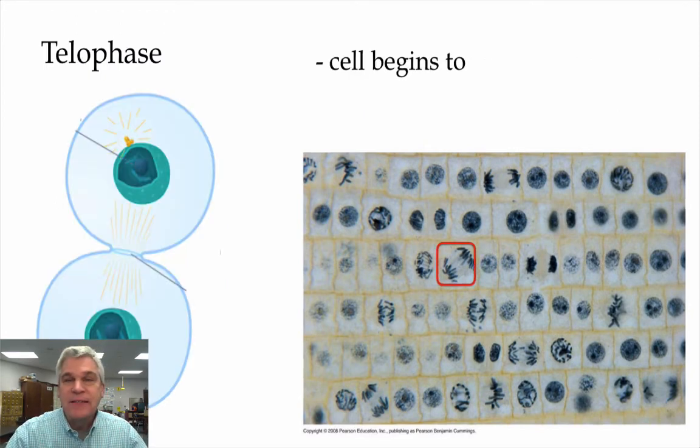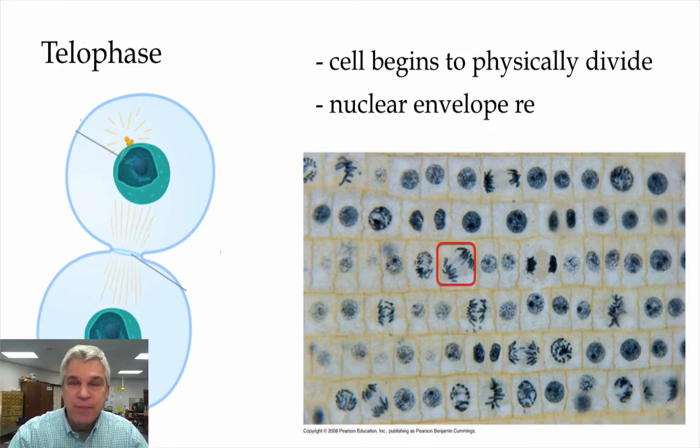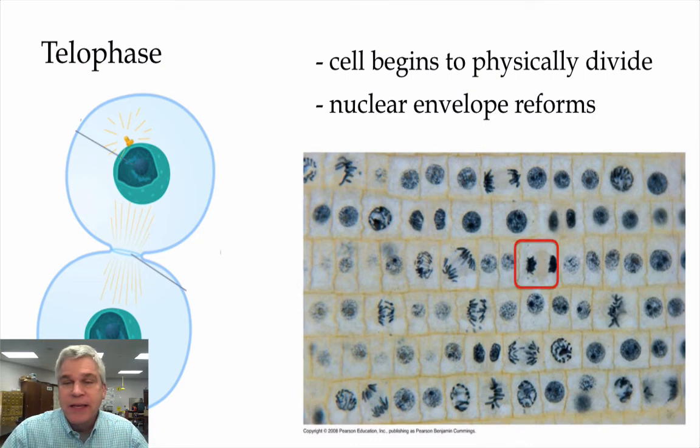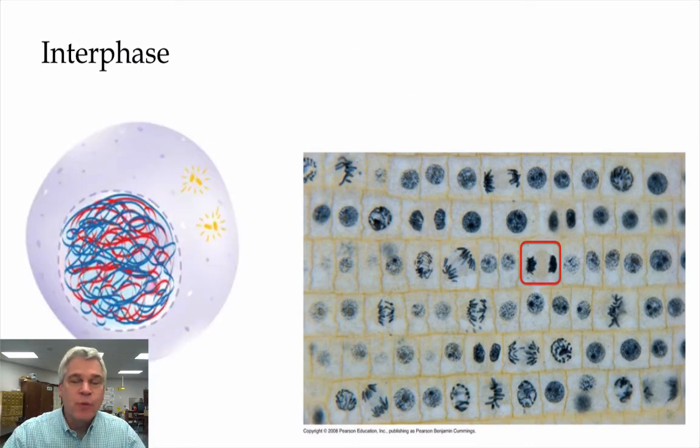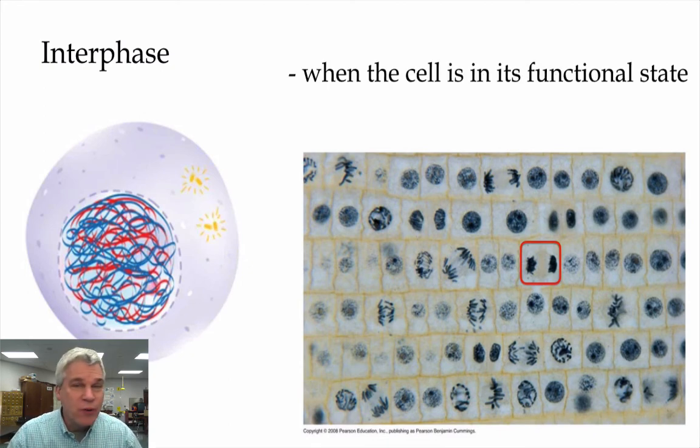And then finally in telophase, the cells are going to physically divide and the nuclear envelope reforms. So here we can see a cell that is just beginning telophase. Then it enters into what is called interphase. Interphase is when the cell is doing whatever the cell is supposed to be doing. So in other words, it's in the G1 stage. We can also include the S and the G2 phase as part of interphase as well.